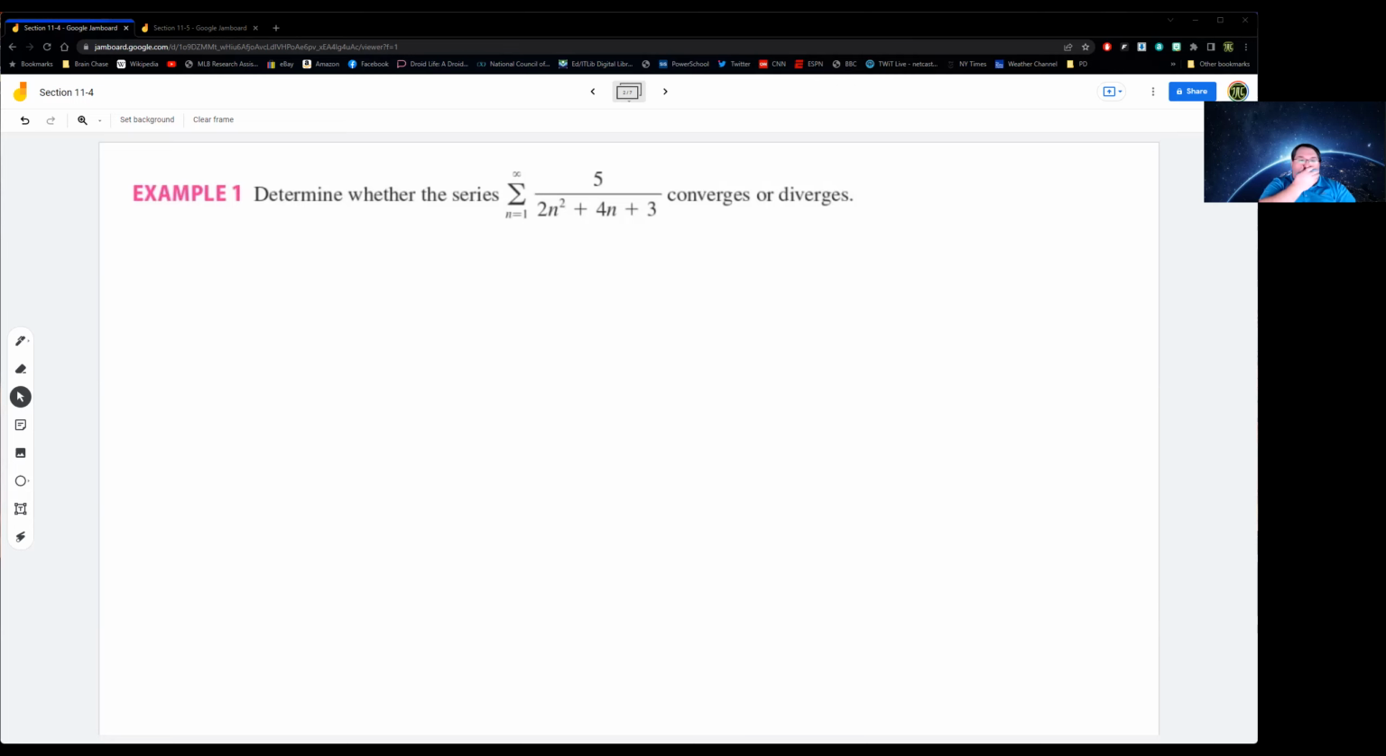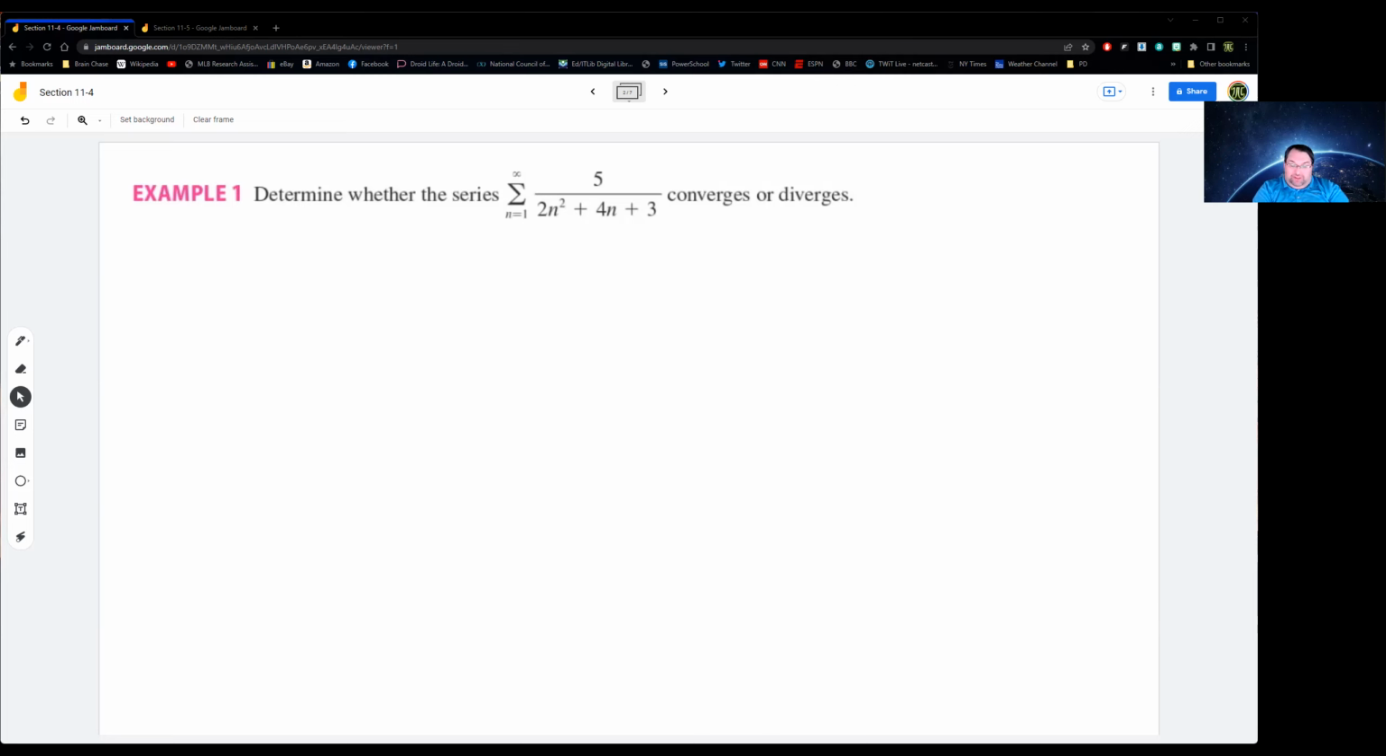So what we need to do when we're looking at comparison is we want to find something that is similar to it. When I'm doing that, what I typically will look at is the numerator and the denominator, and eliminate everything except for the most important parts as it gets extremely large. Because remember, we're basically looking at the limit as it goes to infinity. So when we're looking at things that go extremely large, what's the thing that's going to take over that function?